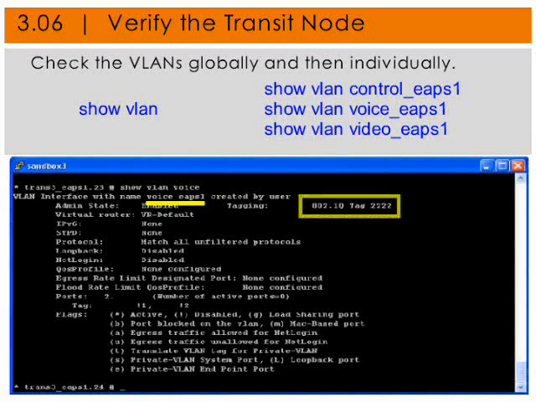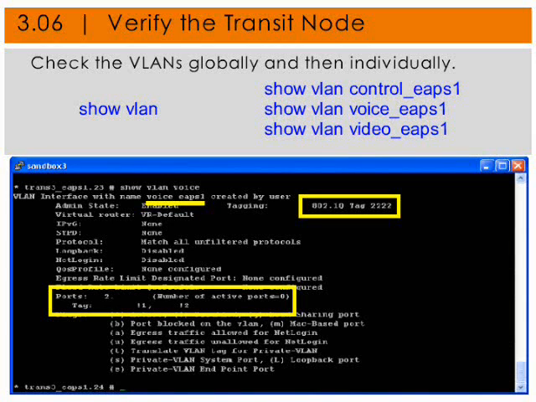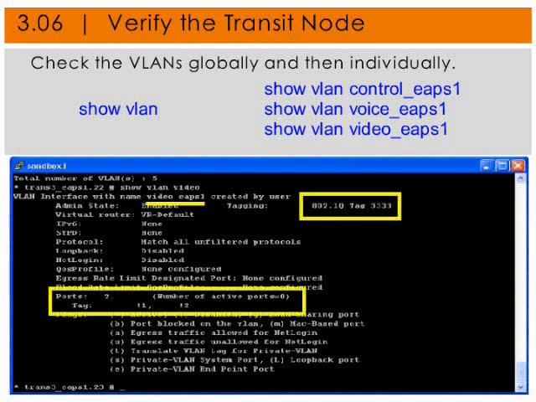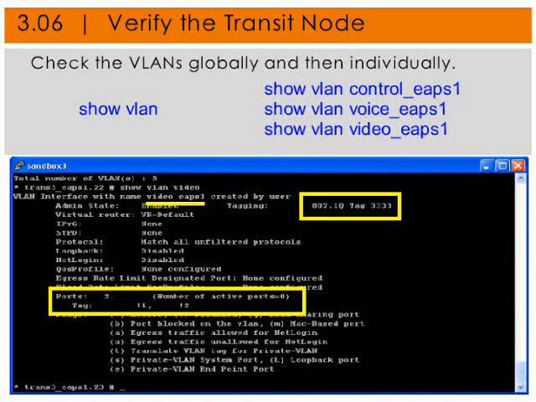Looking at VLAN Voice_EAPS1, we see it has a tag of 2222. And again, it has ports 1 and 2 tagged. And VLAN Video_EAPS, same thing. We have a tag of 3333, and we have ports 1 and 2 tagged.